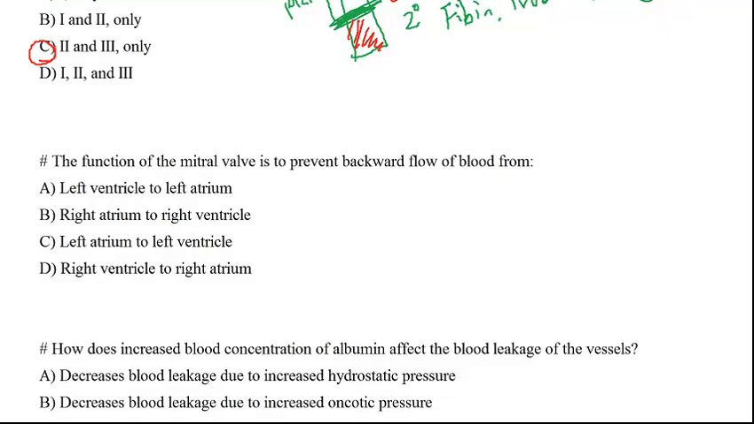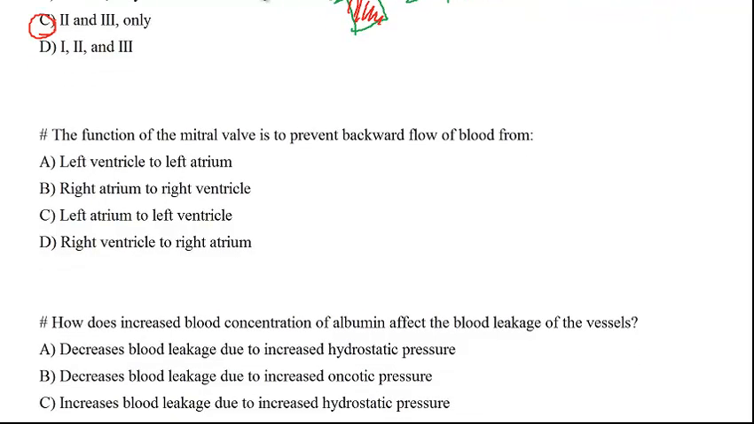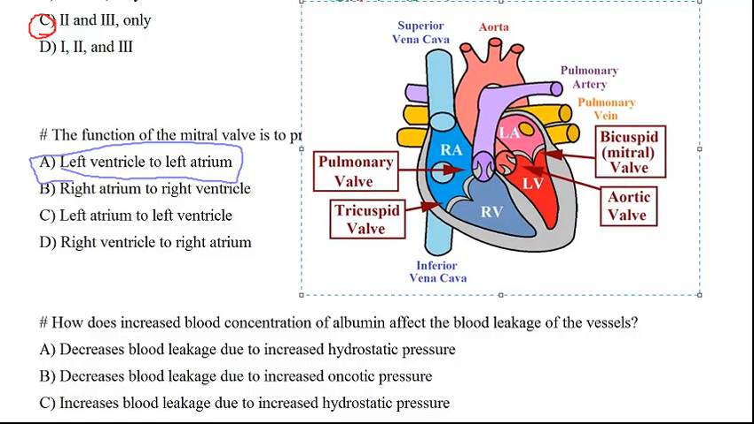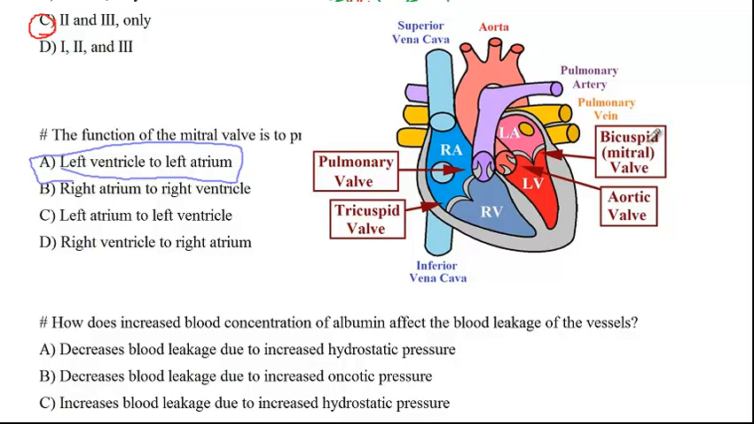Next question. The function of the mitral valve is to prevent backflow of blood from. So if you recall, the mitral valve was located between the left atrium and the left ventricle. So its function must be to prevent backflow of blood from left ventricle into left atrium. So choice A would be the correct answer. And here I have provided you with an image to help you refresh your memory. So we have the bicuspid or mitral valve located between the left atrium and left ventricle. And so therefore it prevents backflow of blood from left ventricle into left atrium.